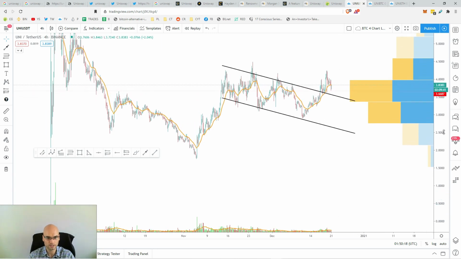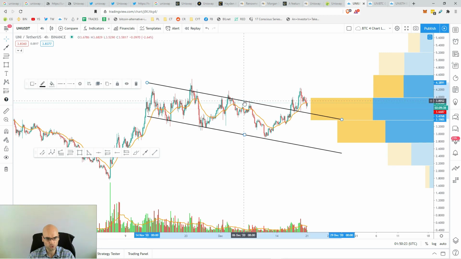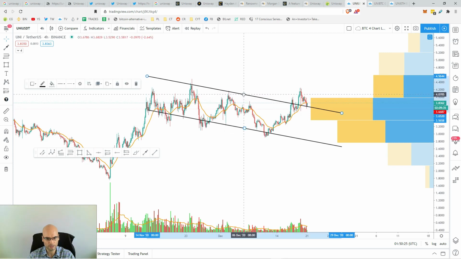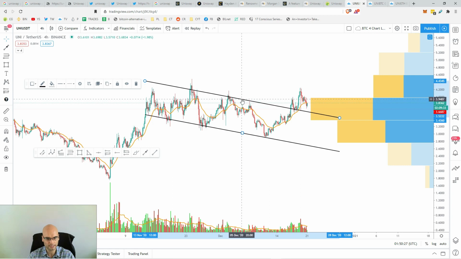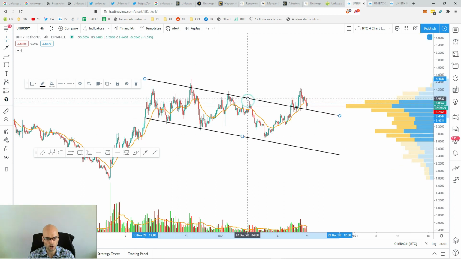So on the 4 hour, you can see clearly here this bull flag. Now, of course, this is drawn on the daily time frame. It doesn't really matter exactly how you draw it. The general idea is that we've been trading within this zone, within this range for a while, and now we've had a clear breakout of this zone.